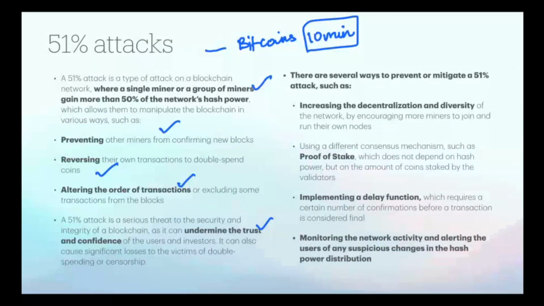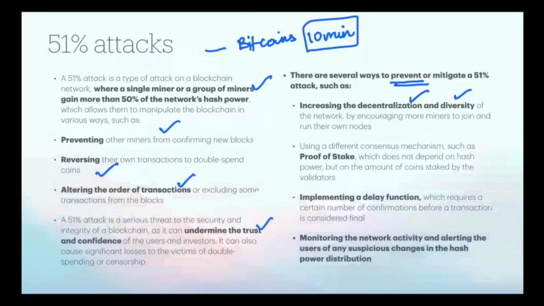So on the left hand side we have this, and on the right hand side we have the prevention of these attacks. First thing is increasing the decentralization and diversity of the network by encouraging more miners to join and run their own nodes. That means instead of making everyone just users, we have to include more miners so that we can make it decentralized. Instead of controlling everything at one point, we can decentralize everything, and we make the miners join and run their own nodes.